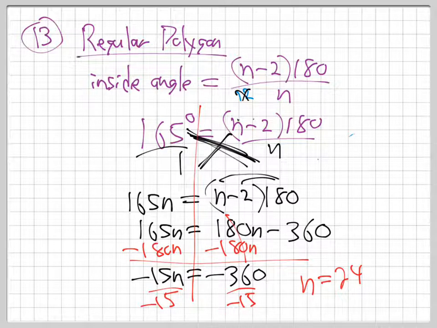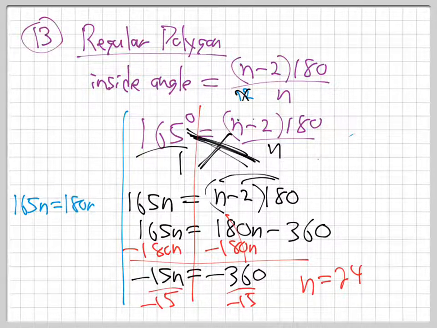Is that good? Questions on that? What I see is people will make this algebra mistake. Here's what I've seen. Let me see if this is any help to you. People will go 165n equals 180n minus 360, back to this step right here. And they'll go like this. This is what I've seen over the years.